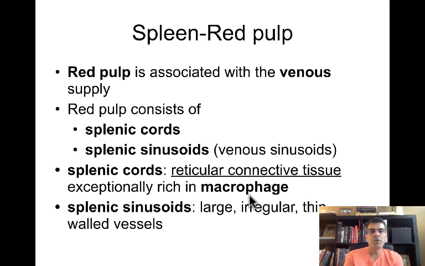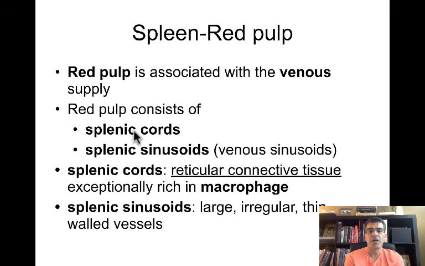Now, let's explore this red pulp. Red pulp is the one that has sinusoids, those large capillaries. And also red pulp contains something that's called splenic cord. What is splenic cord? Do you remember at the beginning of this course when we talked about different types of connective tissue, we said we have one form of loose connective tissue, and that is called reticular connective tissue. I hope you remember that. If you don't, please go back and take a look.